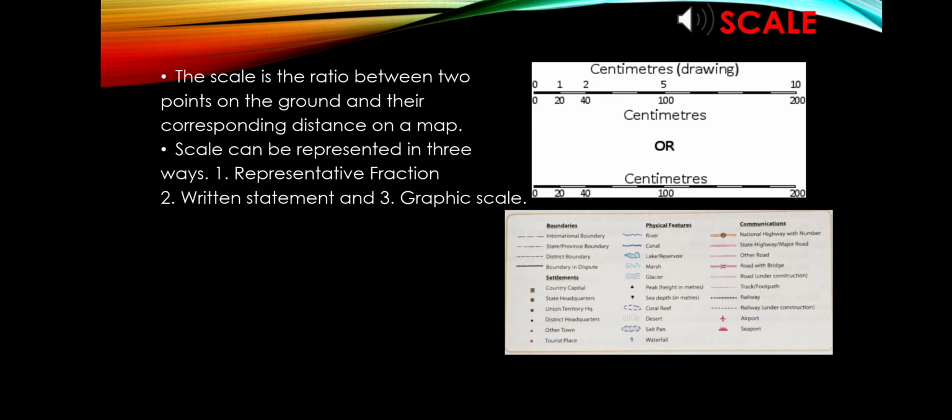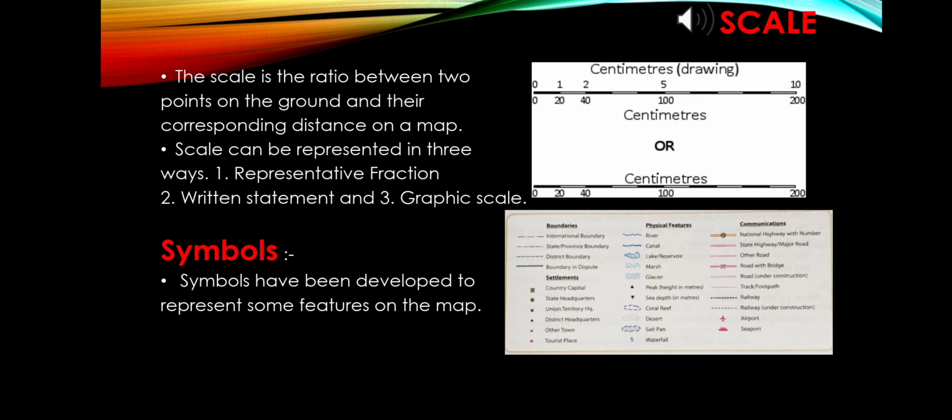Okay. Next we discuss symbols. Symbols have been developed to represent some features on the map. They can be graphical or pictorial. There are symbols which show mountains, rivers, lakes, dams, bridges, temples, churches, railway tracks. Each and every thing has a different symbol, as you see in the picture. Okay.